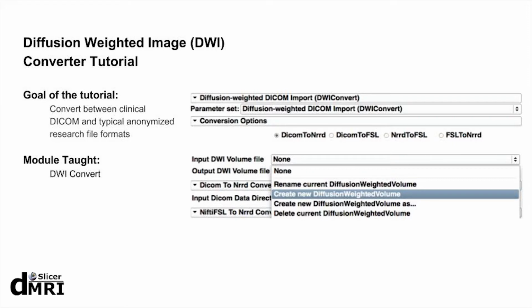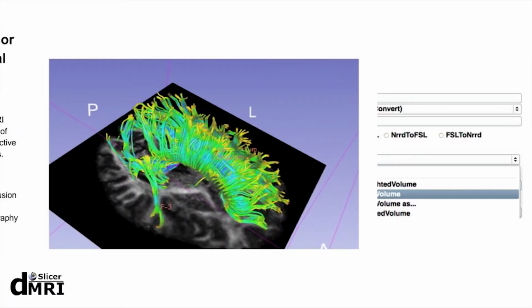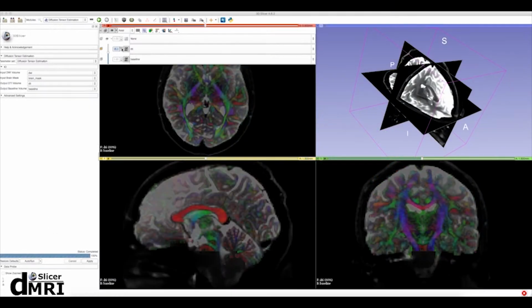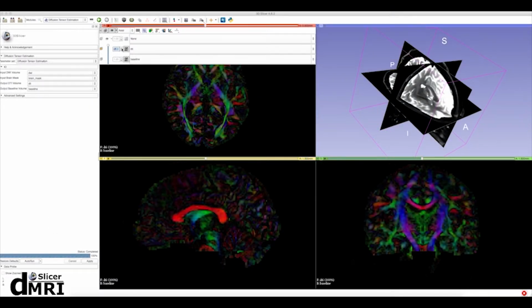The first tutorial listed on our website is a diffusion weighted image converter tutorial. This short tutorial teaches how to use the DWI convert module to convert between file formats. The Slicer Diffusion Tensor Imaging tutorial is broad. It covers a wide range of topics and modules and is a great introduction to Slicer DMRI's visualization abilities.